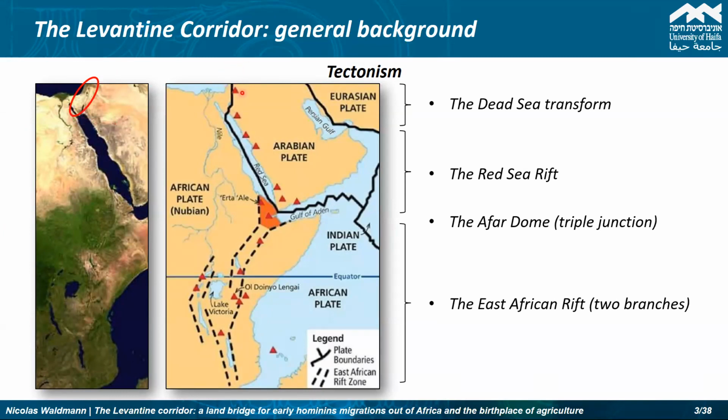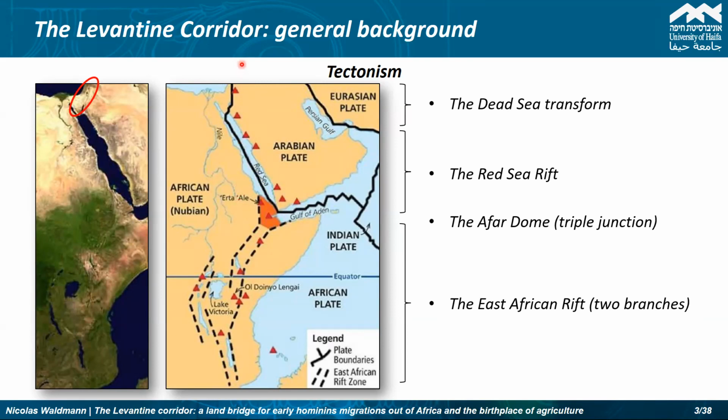The Levantine Corridor is very near the Dead Sea Transform, a left-lateral transform fault that starts in the southern part of Sinai and continues into the Red Sea Rift and to the triple junction of the Afar Dome. Eventually it continues until Mozambique with the East African Rift, the two branches of it. So it's part of a series of tectonic delineations that start in Mozambique.